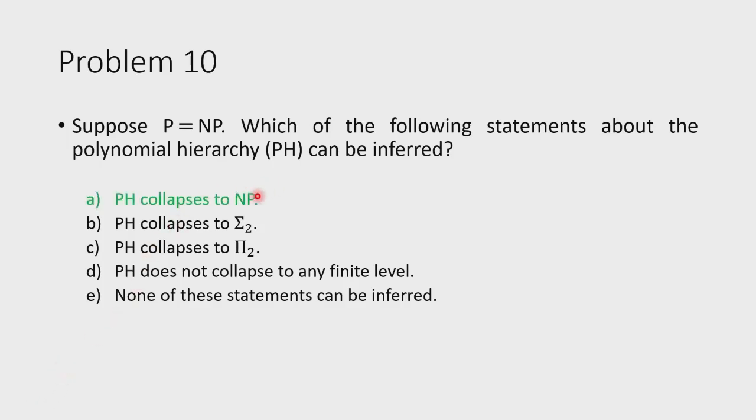I think this was covered in class. Yes, it was covered. Now because of this, technically even these two are correct, because the polynomial hierarchy has collapsed. So sigma 2 is equal to pi 2, which is equal to NP.